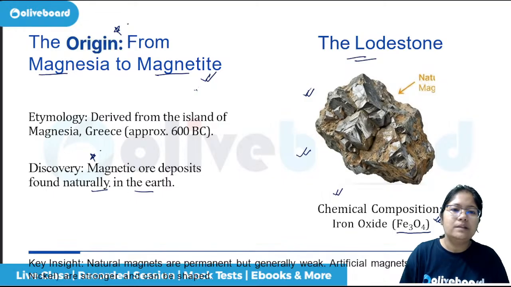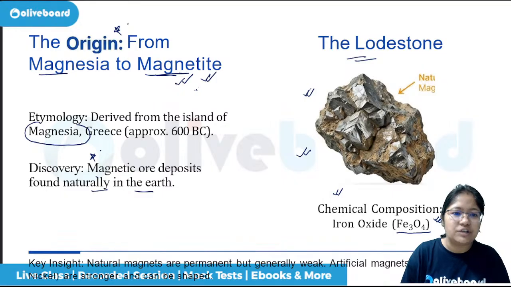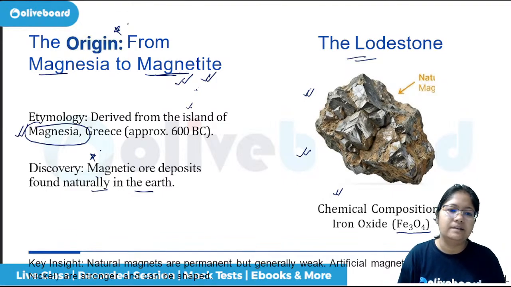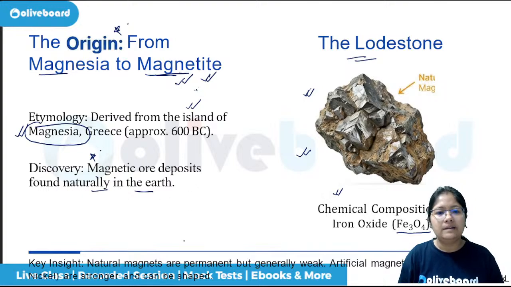Where did this name magnetite come from? It has its origin in the name Magnesia. And what was Magnesia? Magnesia was an island in Greece. And natural magnets, all the natural magnets, are permanent magnets.